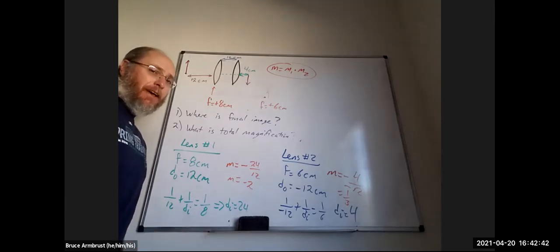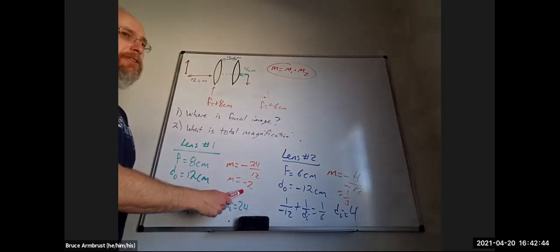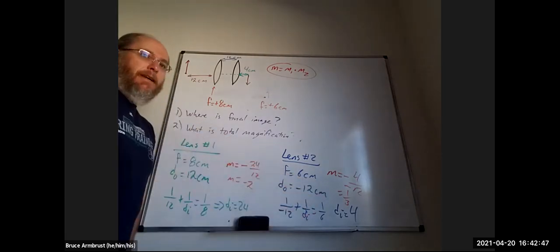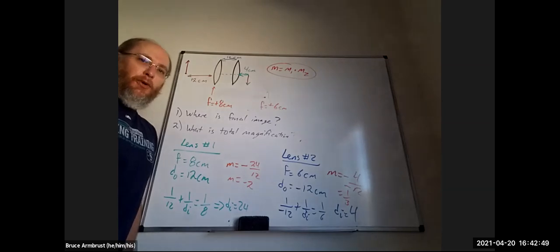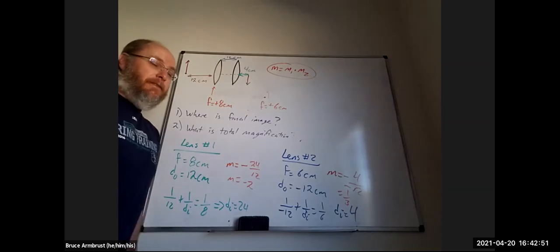So if you go back and look at that first one we did, where we had a magnification of -2, the other one was -1. Multiplying those together, you get 2. And that was our overall magnification.